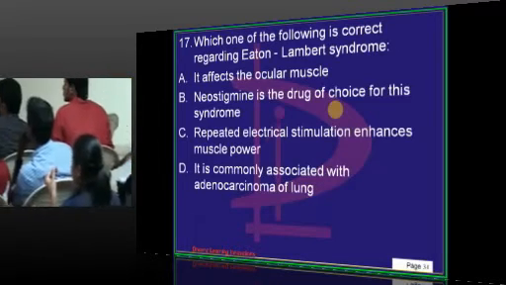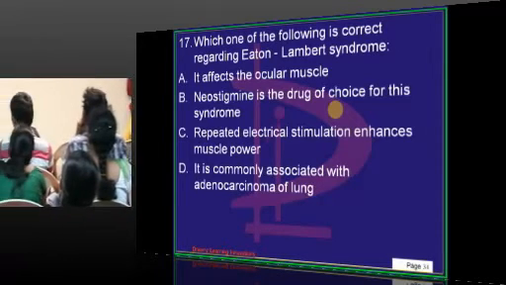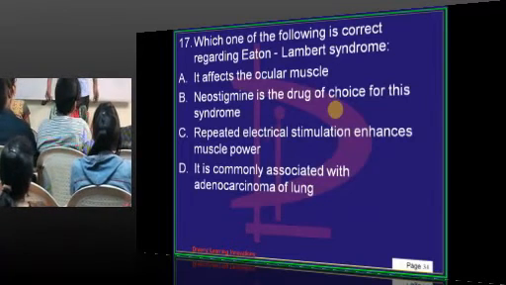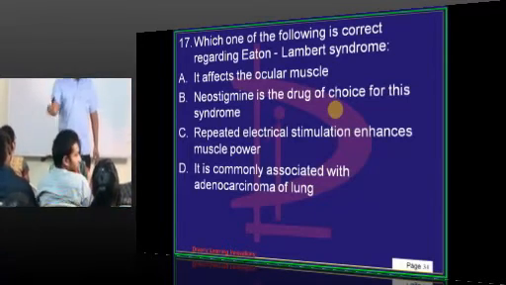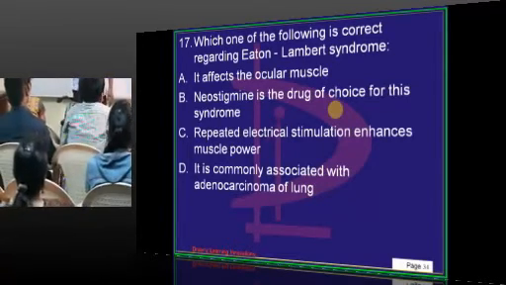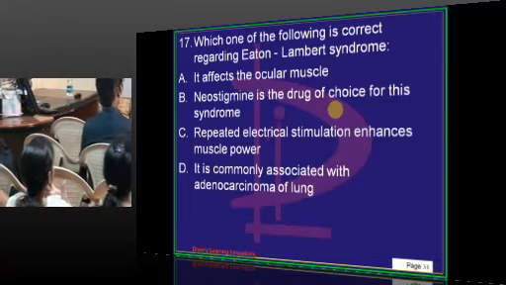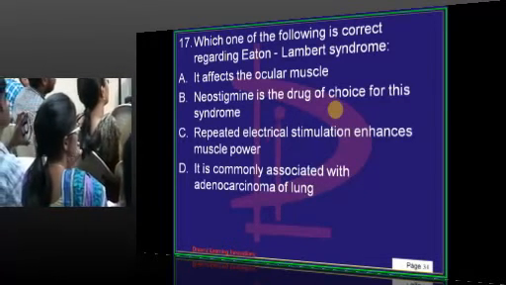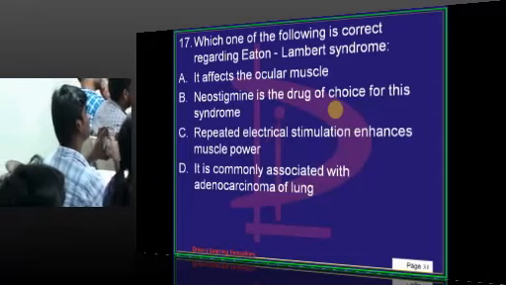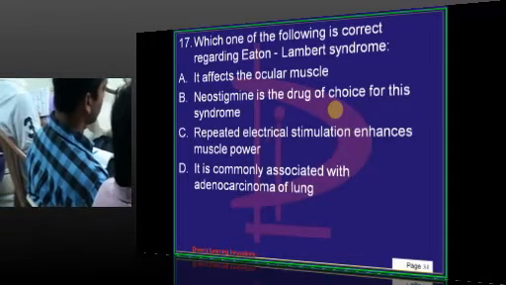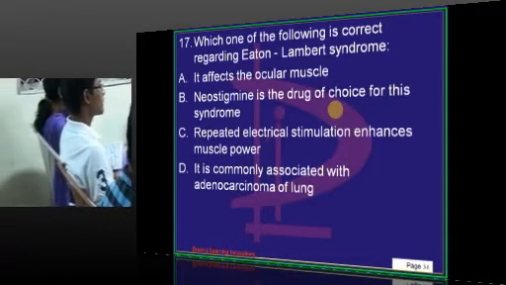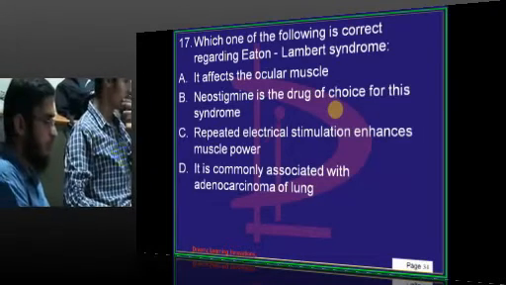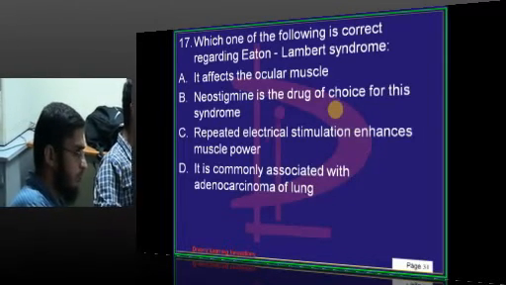In Eaton-Lambert, what will happen? Okay, then one more thing about myasthenia gravis. If you keep on using your muscle, what will happen? Every time neurotransmitter is released, it goes and binds with the few receptors which are available, and then the number of receptors which are not yet married, unoccupied, will become even lesser.